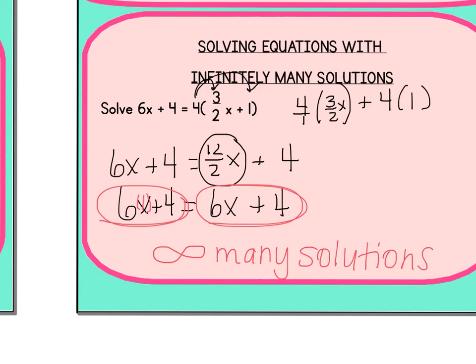So if I plugged in 1 on both sides, I'd have 6 times 1 plus 4, which is 10, on both sides, and they'd be equal. I could plug in a 2. 6 times 2 is 12, plus 4 gives us 16. Both sides are going to be equal. No matter what I plug in for my x, they're going to be equal because they're the same equation.